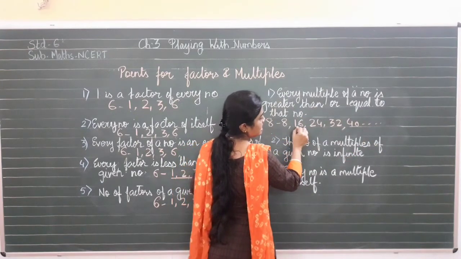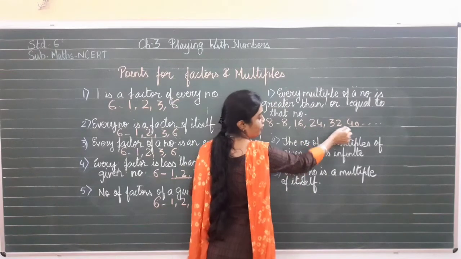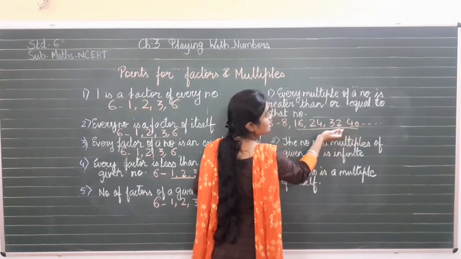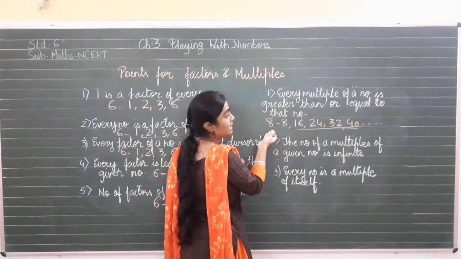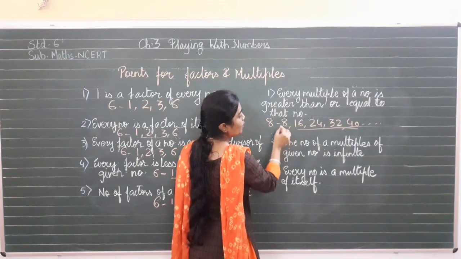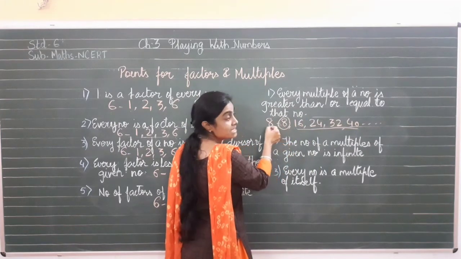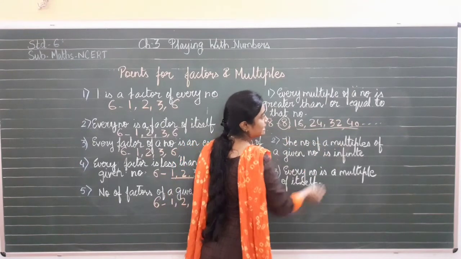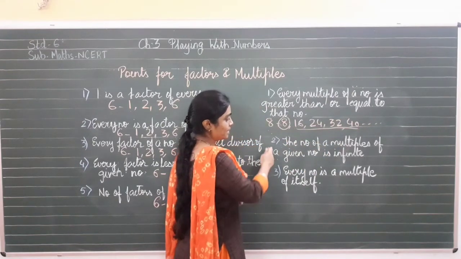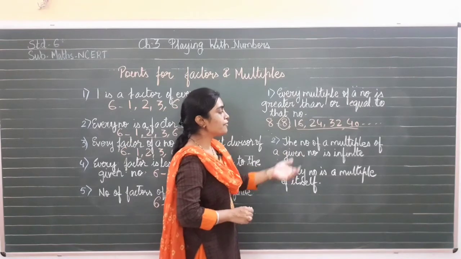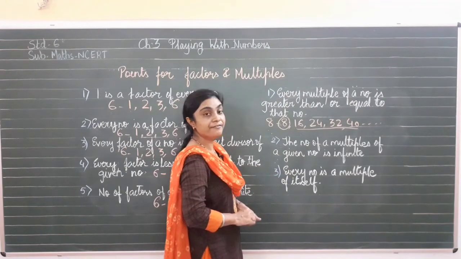Now you can see 16, 24, 32 and 40. All these multiples are greater than 8, or equal to the number. So a multiple is equal to or greater than the given number. Second point, the number of multiples of a given number is infinite.